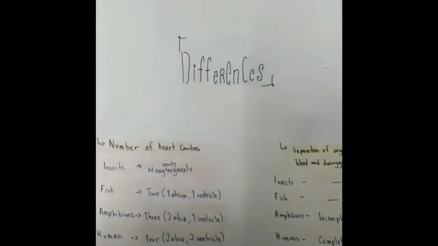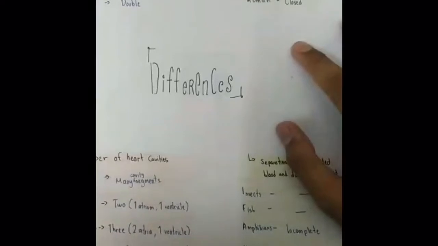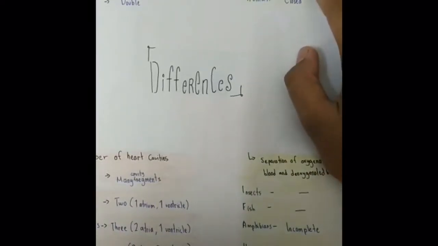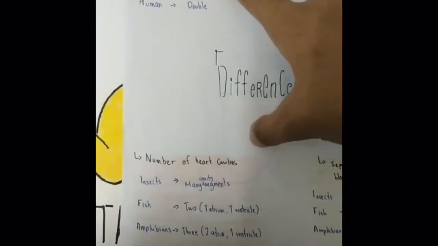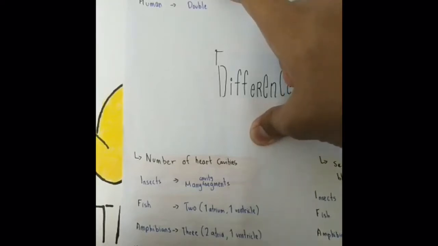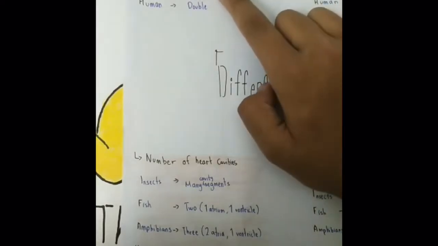This is the last one, differences. Types of circulatory system. Insects are open, fish closed, amphibians and humans also closed. Second, number of circulation. There is no number of circulation in insects. For fish, it is single. Blood flows in the blood vessels and through the heart once in one complete circulation.